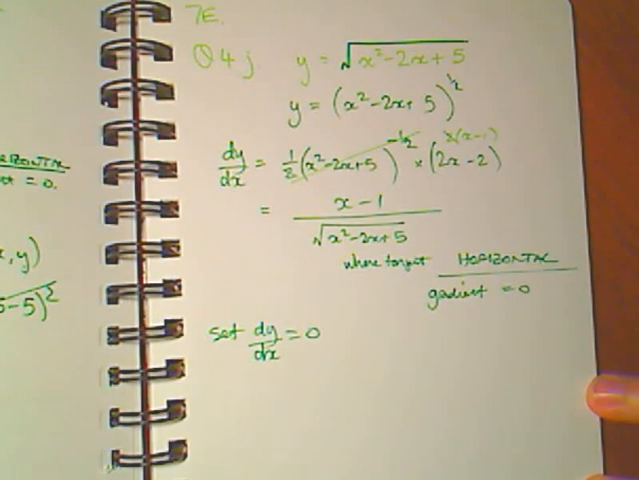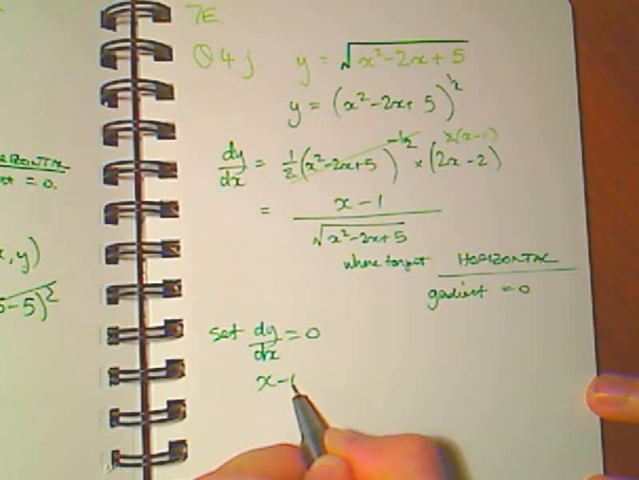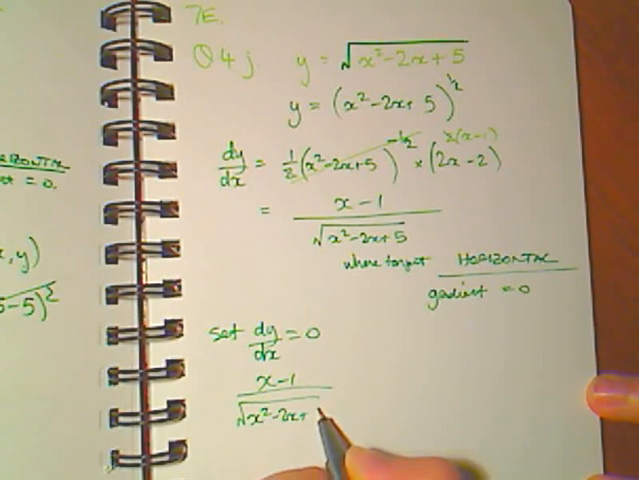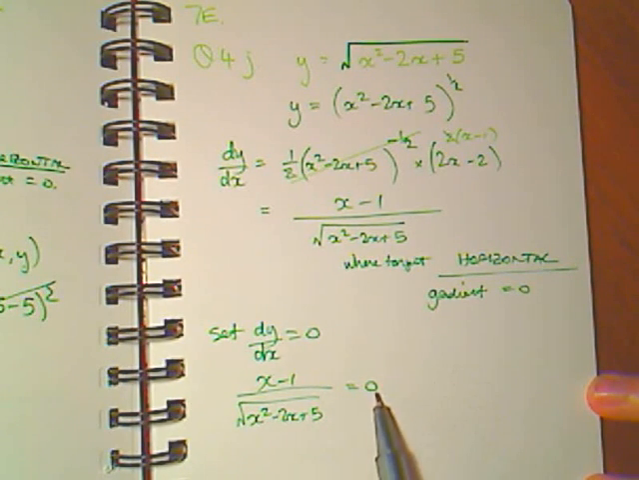It's the gradient function. So we're going to have x minus 1 all divided by x squared minus 2x plus 5 equals 0. Now we've got a fraction. The only time a fraction can equal 0 is when the numerator is 0. And at this stage we can see that x will equal 1.